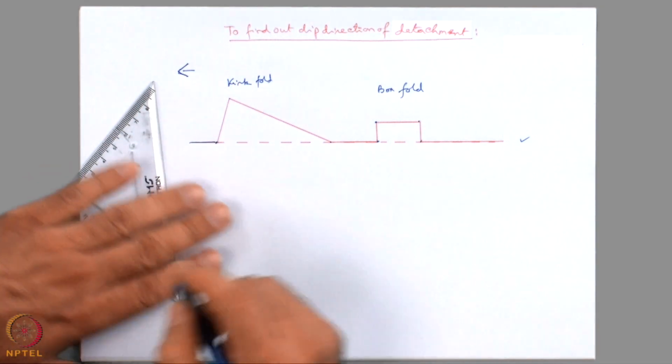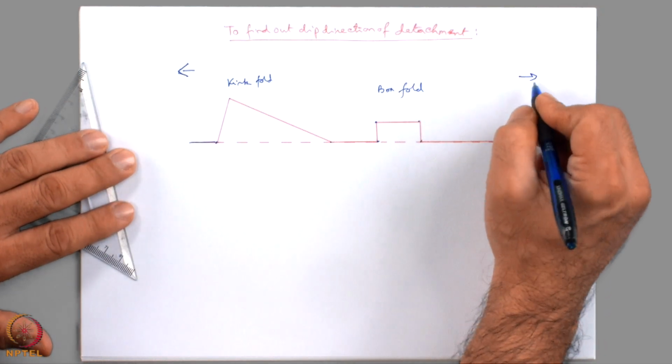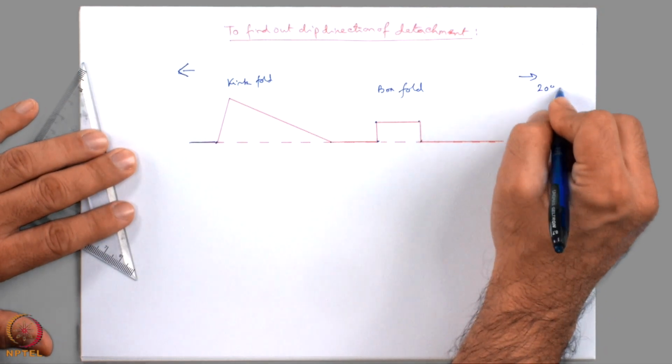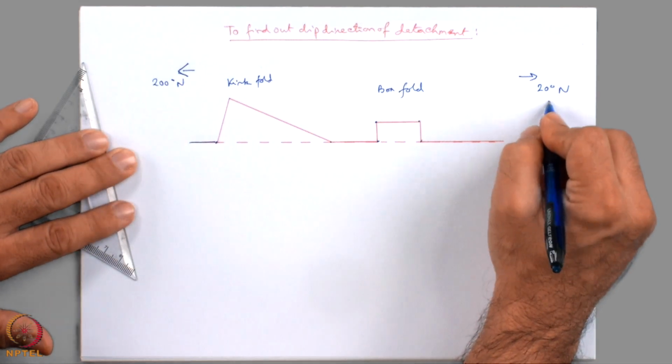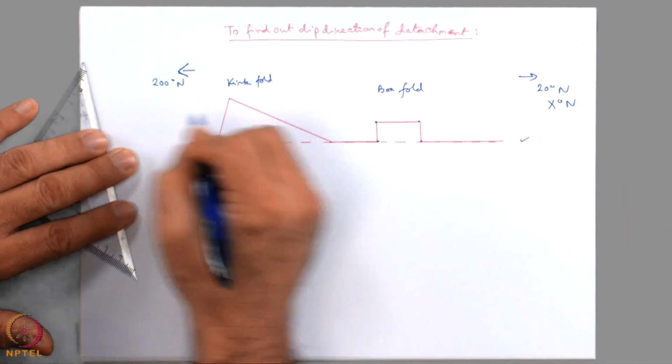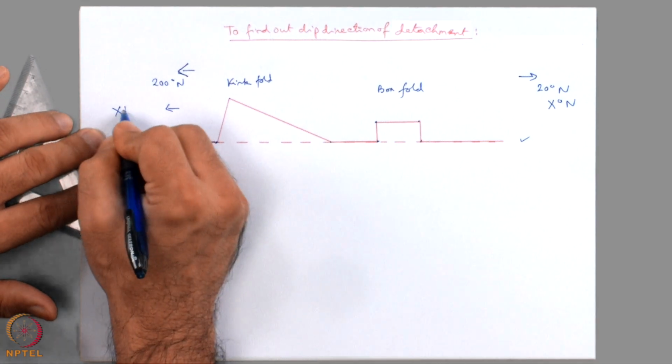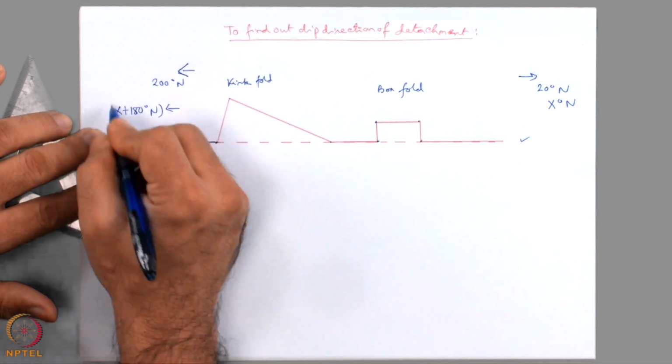While making the cross section, we have obtained the geographic direction. Say this is 20° north, then this is 200° north. So, in general we can say x degree north, and this direction is x plus 180° north.